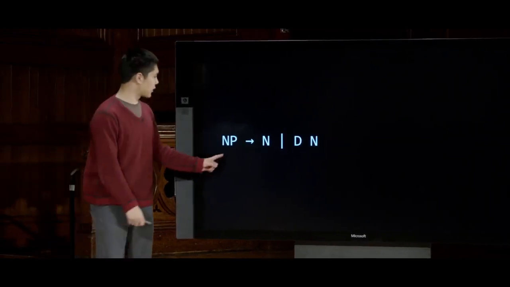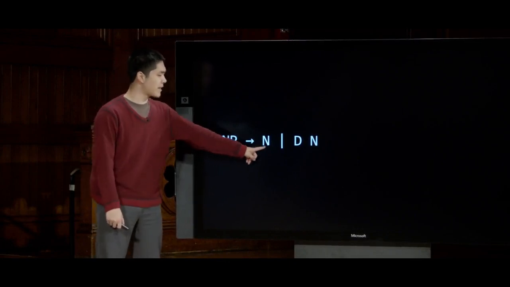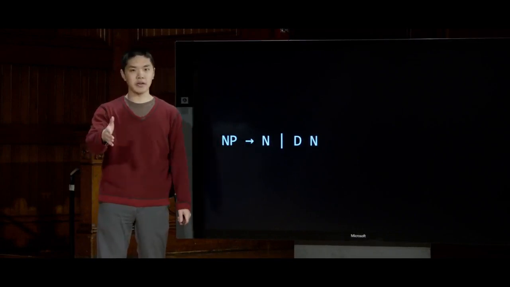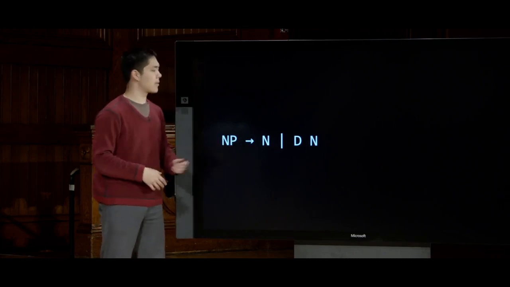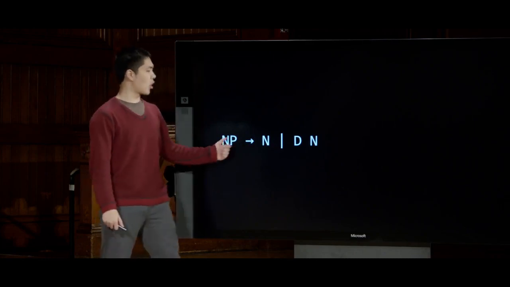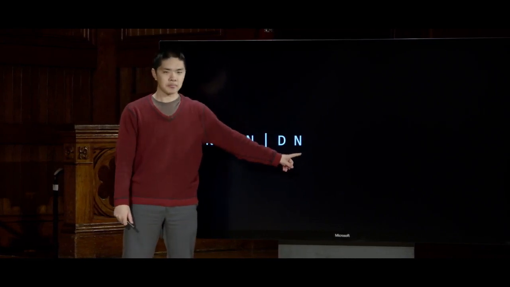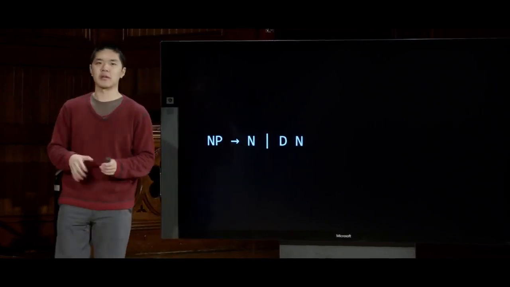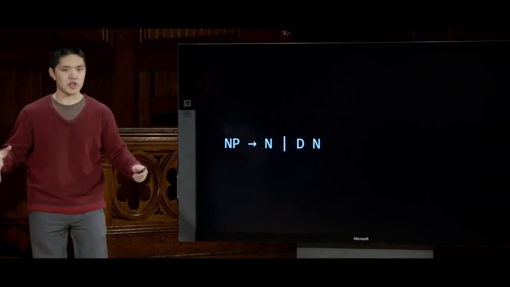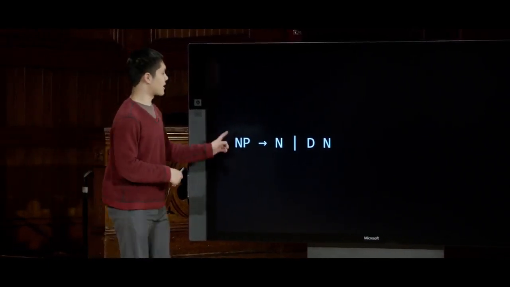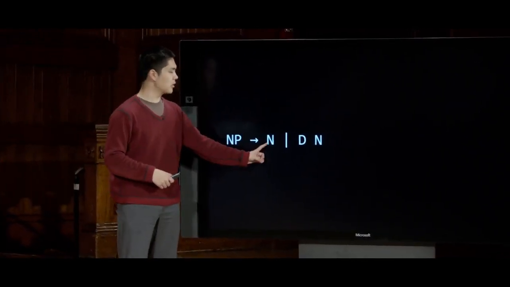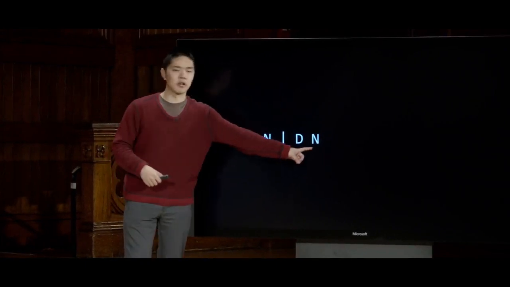And this rewriting rule says that a noun phrase could be a noun. So something like she is a noun, and therefore it can also be a noun phrase. But a noun phrase could also be a determiner, D, followed by a noun. So two ways we can have a noun phrase in this very simple grammar. Of course, English language is more complex than just this. But a noun phrase is either a noun or it is a determiner followed by a noun.